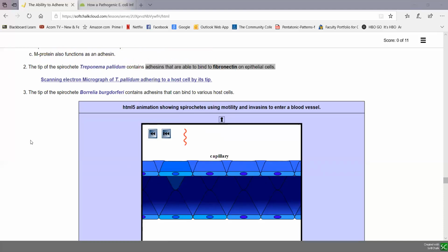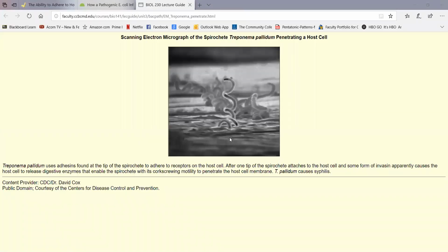And this is a nice scanning electron micrograph we showed you of Treponema pallidum adhering to a host cell by the tip and in the process of drilling its way through. So here's one that just started entering the cell, and here's one that's pretty much all the way into the cell.